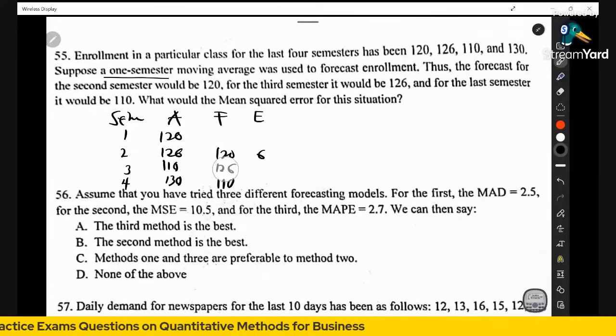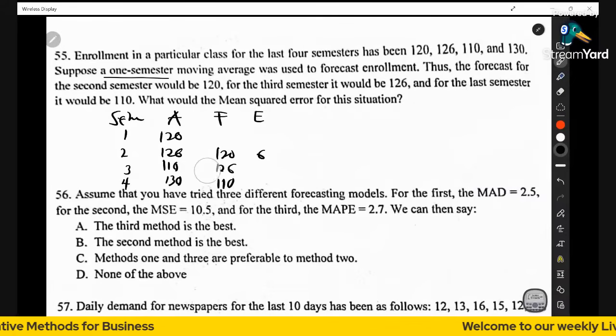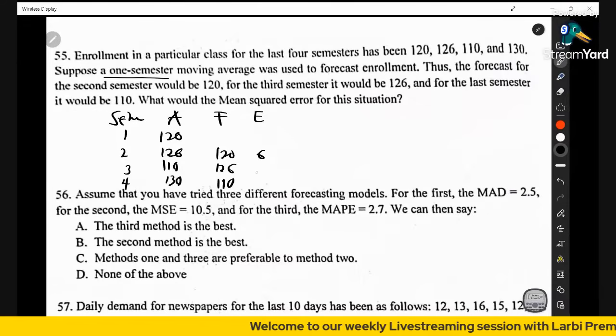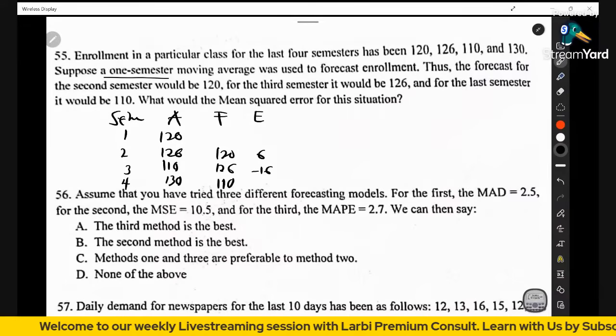We have the forecast for 120, and the actual for what? 110. So what would the error be? Negative what? It's actually negative 16. Okay.